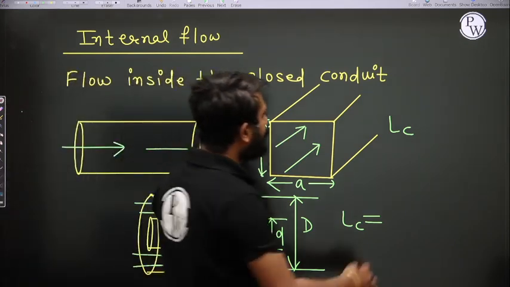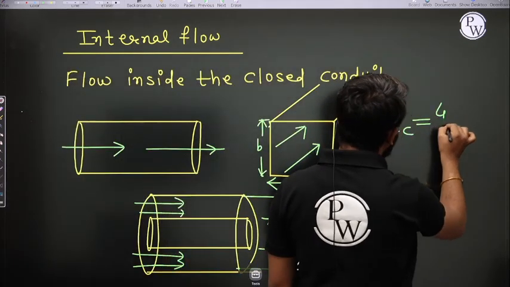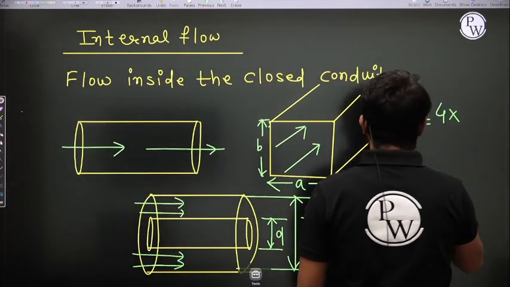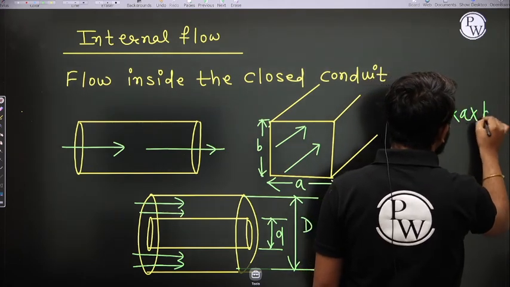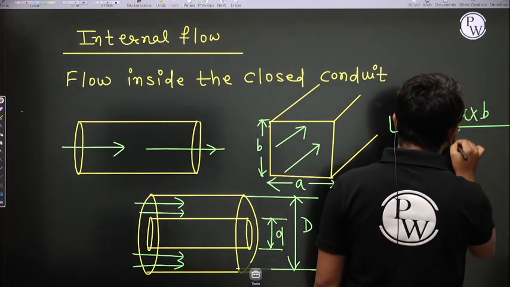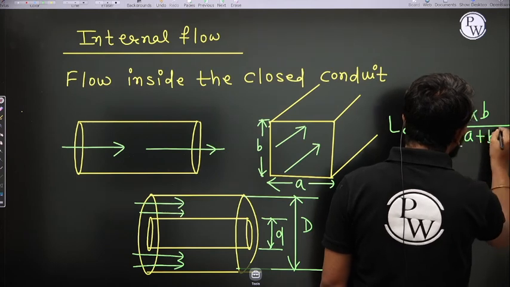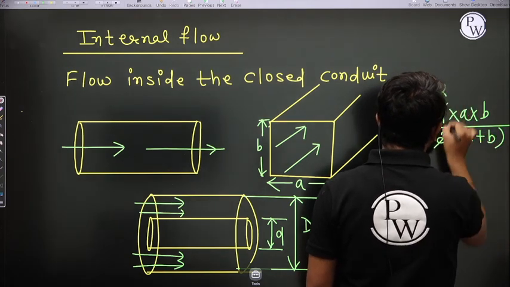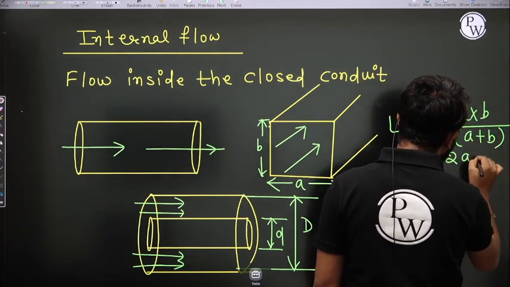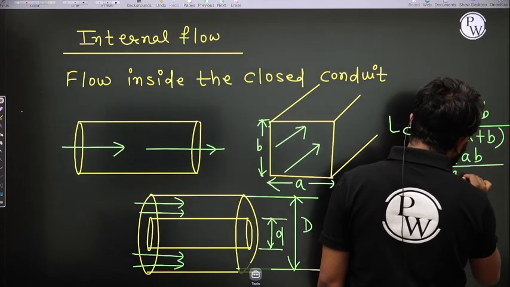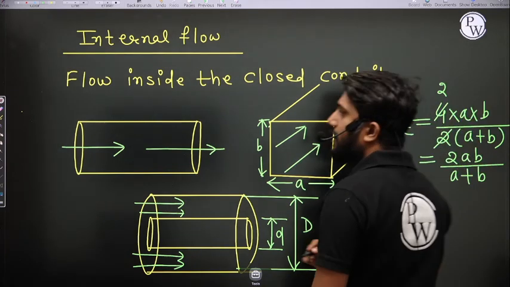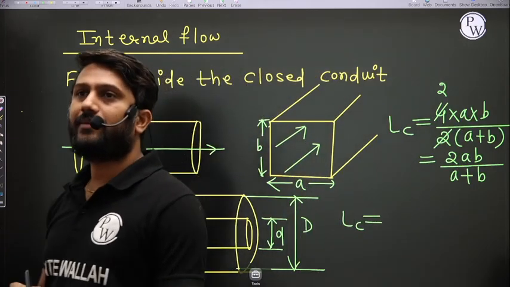In the duct case, Lc for internal flow is 4 into the flow area, that is A into B, cross sectional area, divided by the wetted perimeter, that is 2 times A plus B. So 2 2s are 4, and this is equal to 2AB upon A plus B.